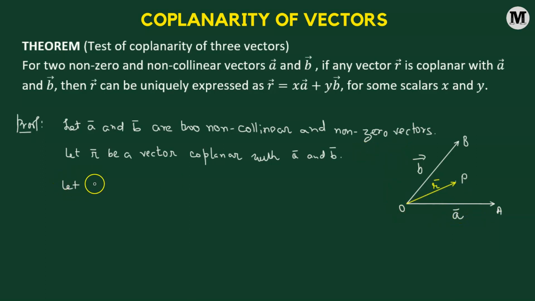So here what we have done is we have considered OA vector to be equal to A vector, OB vector equal to B vector, and OP vector equal to the vector R. Next, we're going to form a parallelogram. We're going to consider PL such that it is parallel to OB, and we're going to consider PN such that it is parallel to OA. So here we have the parallelogram OLPN.